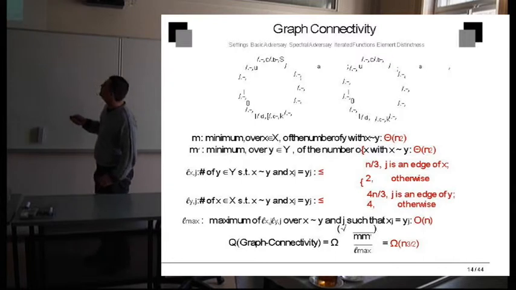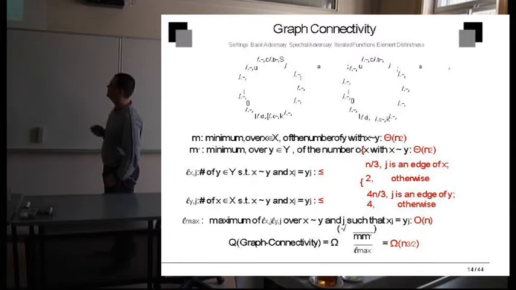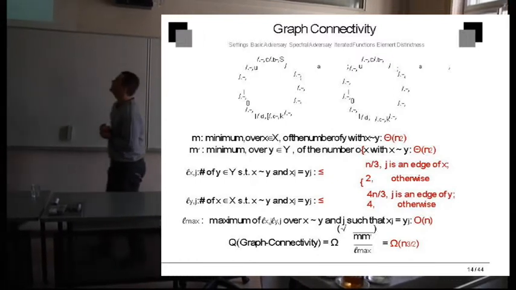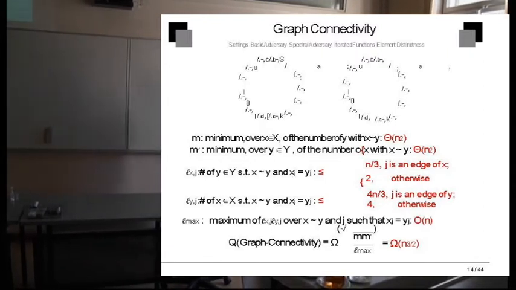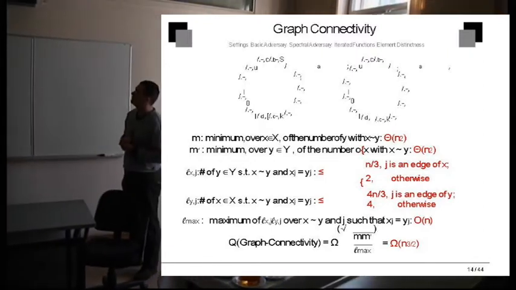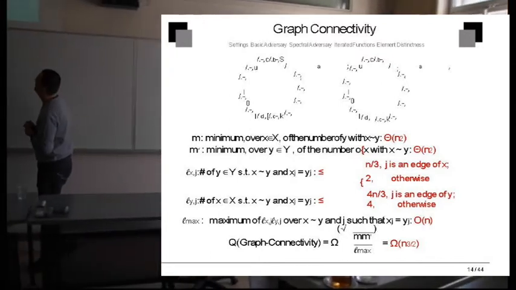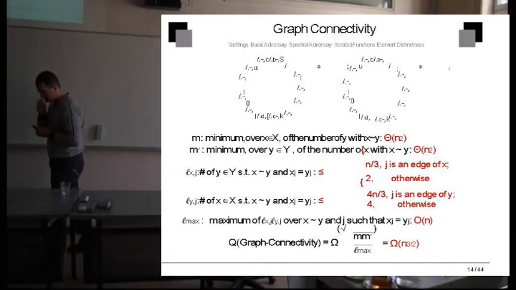If you just plug everything in, you get m m prime, so n squared times n squared, n to the 4th, divided by L max, which is n, so this is n cubed, and you take a square root, you get omega of n to 3 halves. So this is how lower bounds for quantum complexity of functions are proved, using the basic adversary method. So this is pretty much how hard it can get.